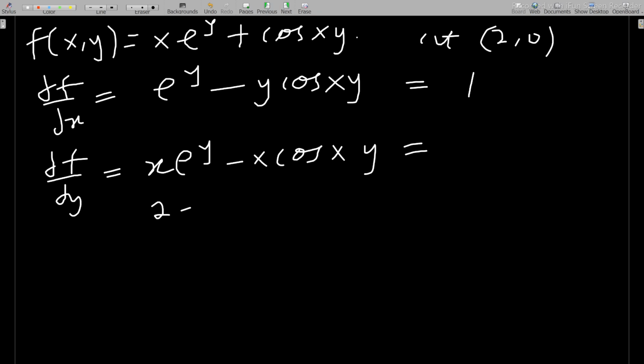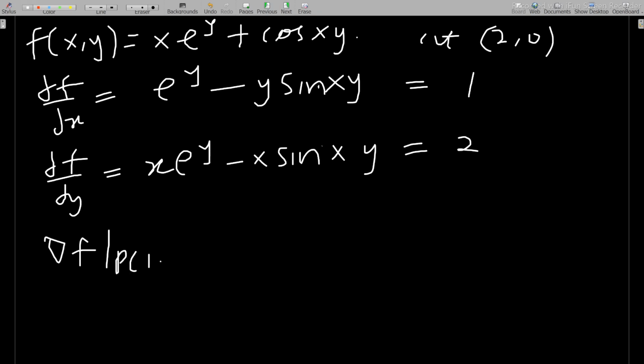Let's see. When we put 2 inside, sorry. This is sine. This is supposed to be sine, right? Okay, I'm really sorry about that. It's supposed to be sine of that. Okay, so it will be 2 minus 0 like that. That is why I was having problems with it. Okay, so this will give me 2. It means that my del f simplified at the point 2, 0 is equal to i plus 2j.